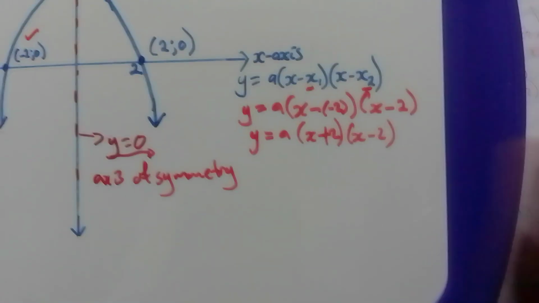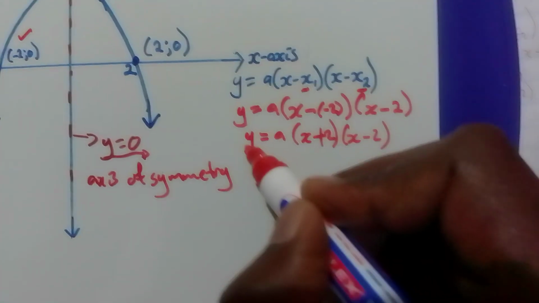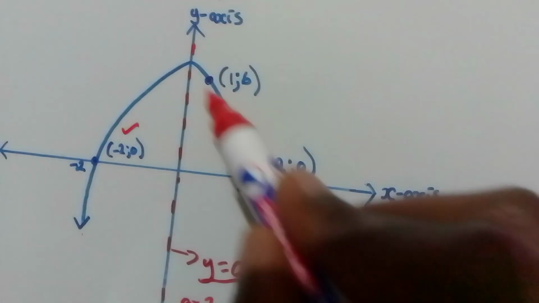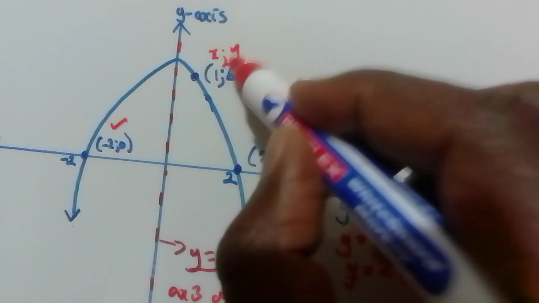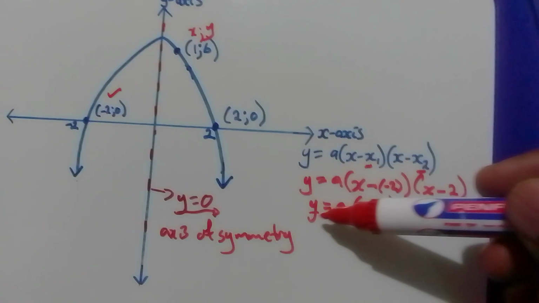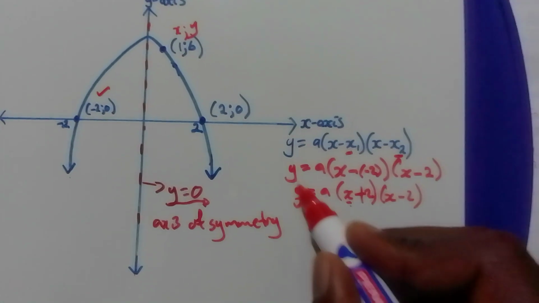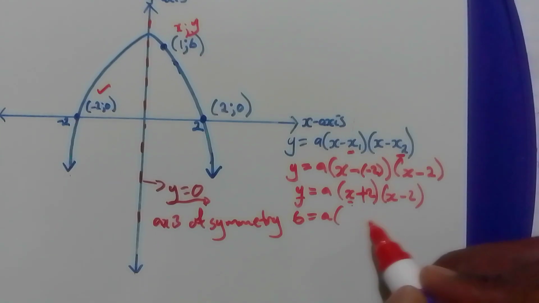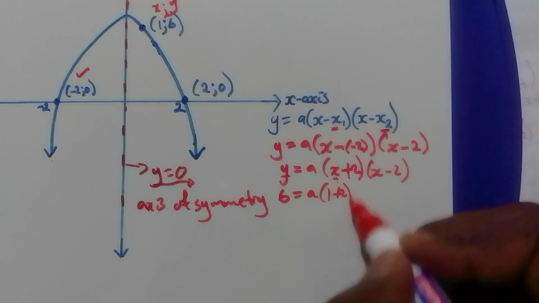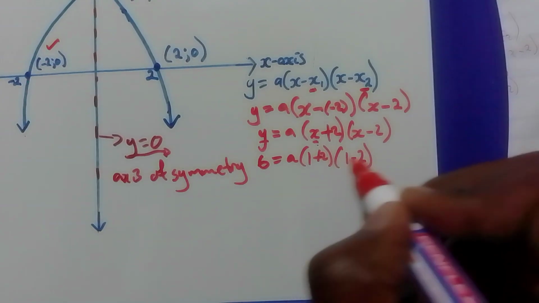I'm not yet done. Now the second part, what do I need to fill out? I need to fill out the y and this x. The reason why I was given this point is that this one is the x and this 6 is the y. So I need to substitute it into the equation. Where there is y, I will fill out 6, and where there is x, I will fill out 1. So now here I go. I'm now replacing y with 6, which equals a, open bracket, our x is 1 plus 2, and another 1 minus 2. Alright, from there I need to solve here.